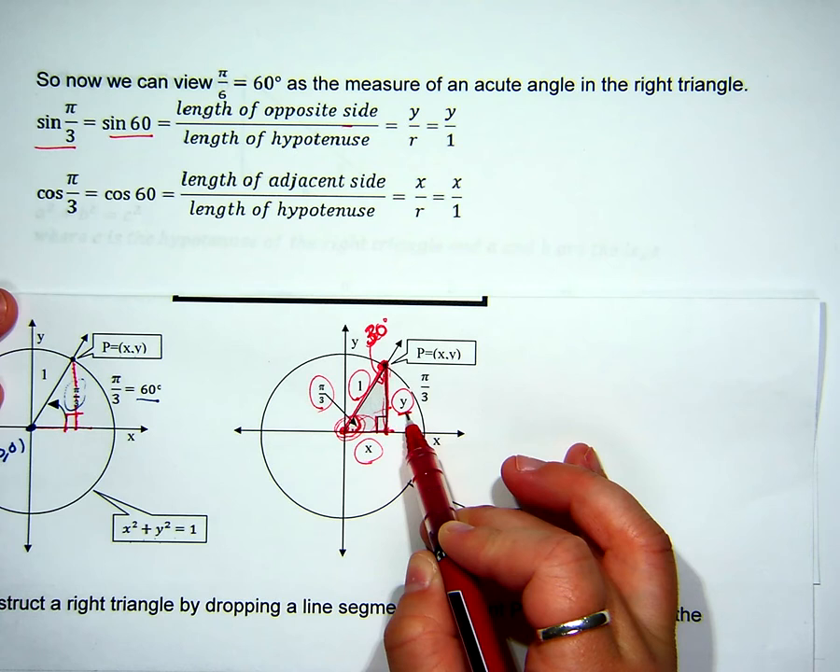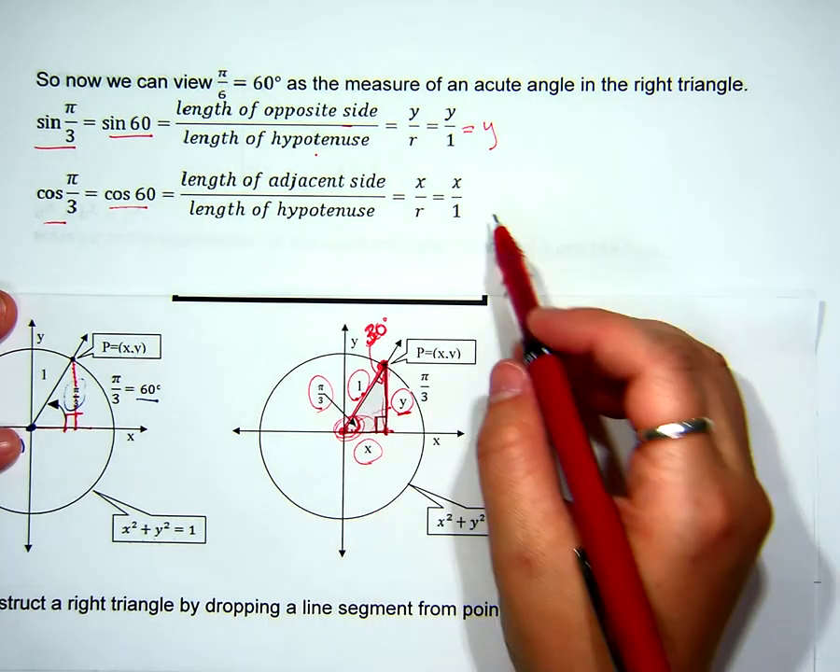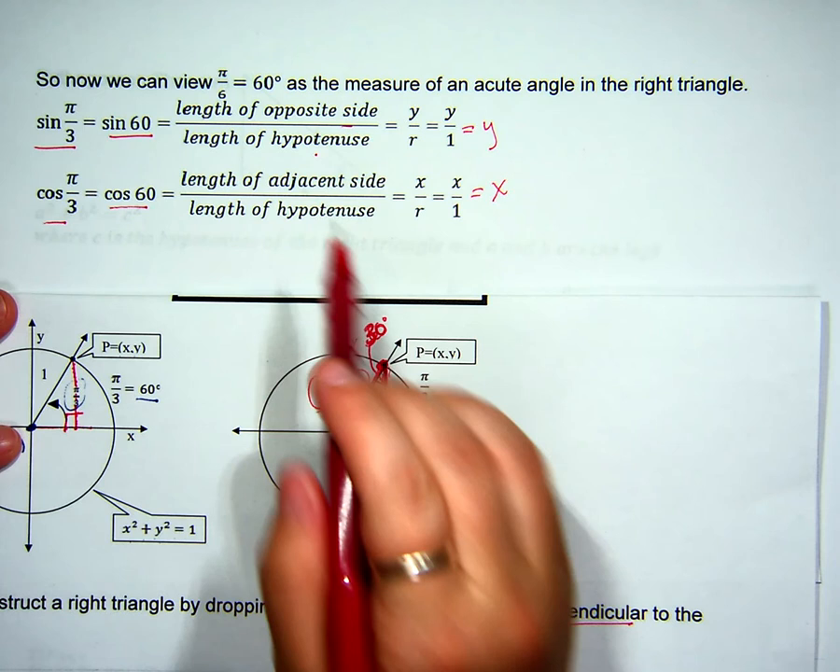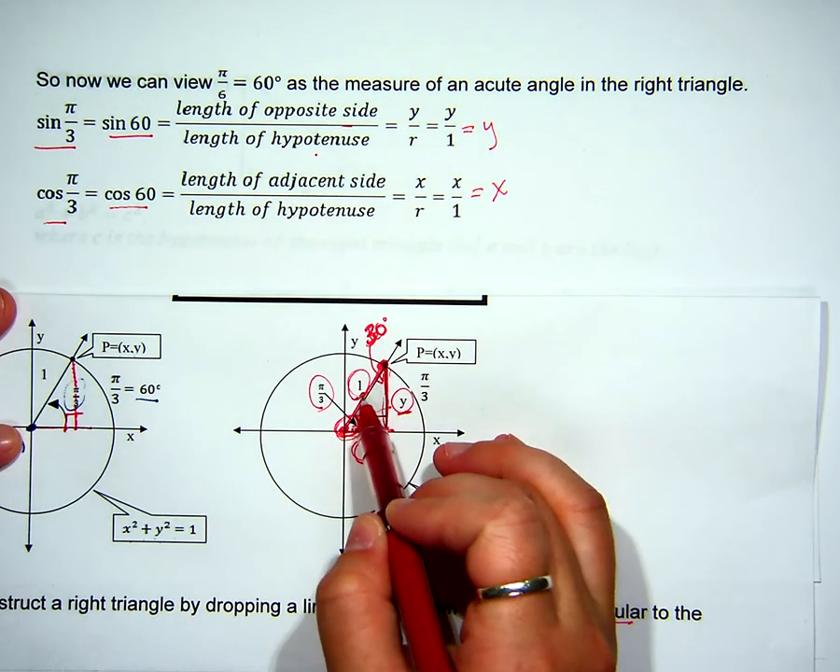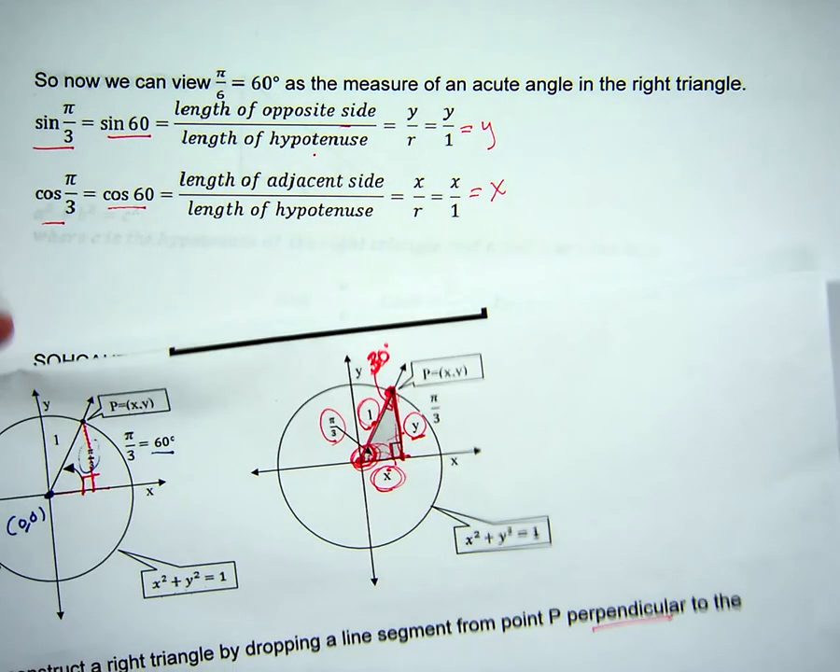For cosine of pi over 3, cosine of 60 degrees, I need this to come out to be x, and the only way to do that is to take the length of the adjacent side, x, over the length of the hypotenuse. Again, for a unit circle, that's 1. X over r, x over 1, will give you x.